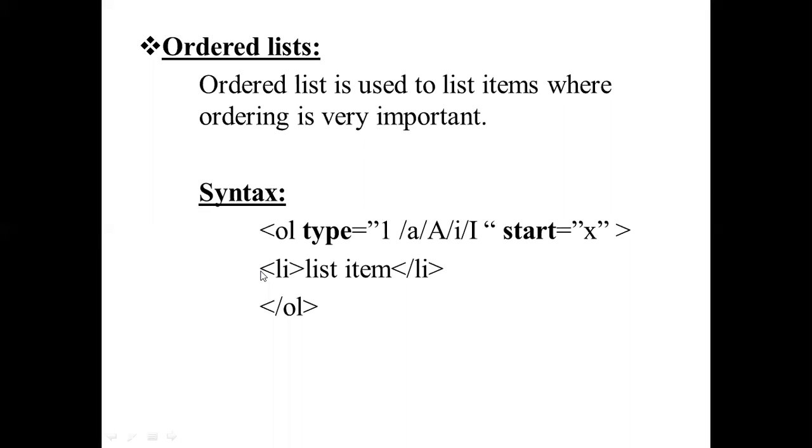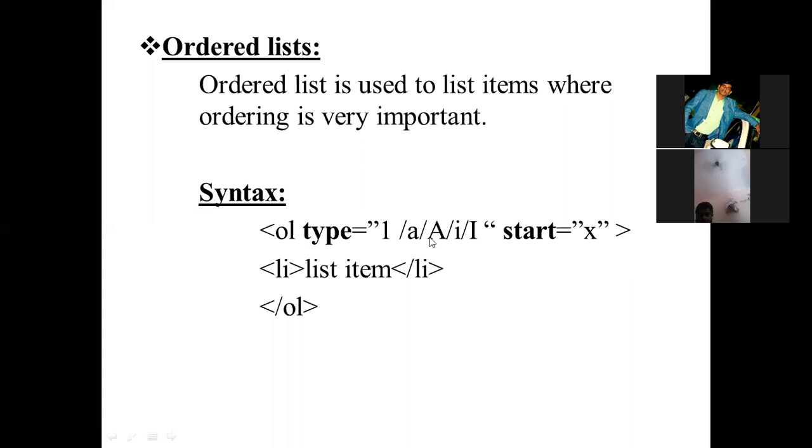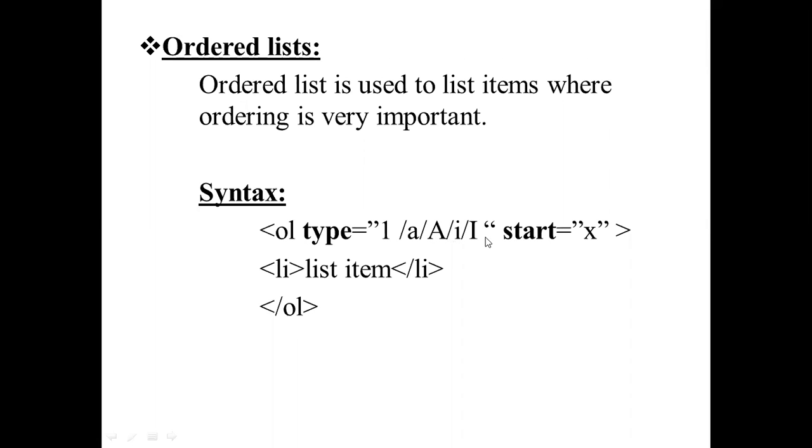Next, the ordered list is used to list items where ordering is very important. Ordered lists are preceded by numbers or letters. Here we see the syntax: OL type equal to 1, A, small a, capital A, small i, and capital I. If the type equals 1, it is Arabic numbers; small a, lowercase letters; capital A, uppercase letters; small i, lower Roman numbers; and capital I, upper Roman numbers.